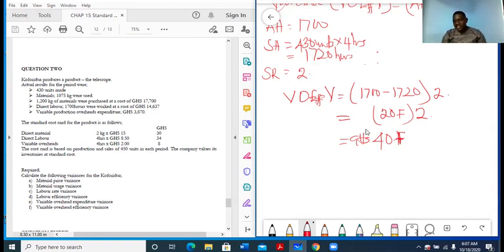So this is how we go about variance analysis. The standard information will be given and actual information will be given. So you need to find the variance between the standard and the actual response. In some exam questions, you can be asked to explain what may cause the variance, as we learned earlier.